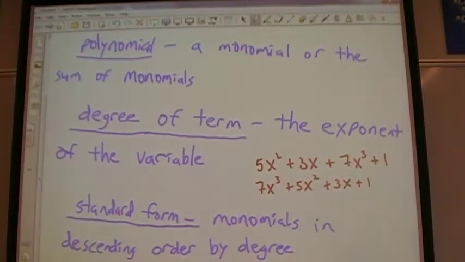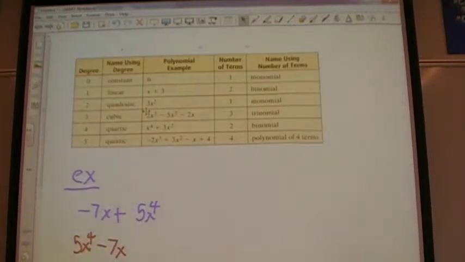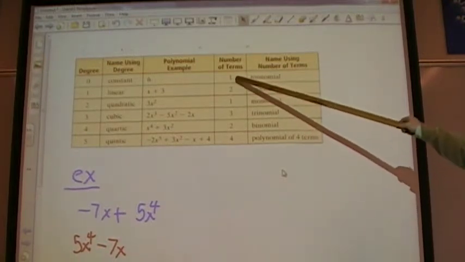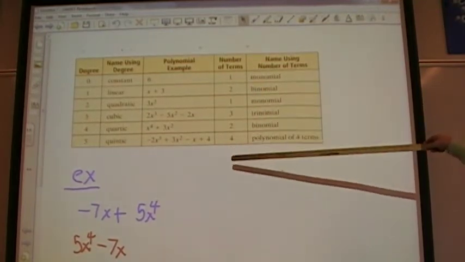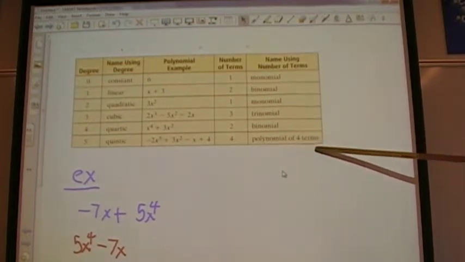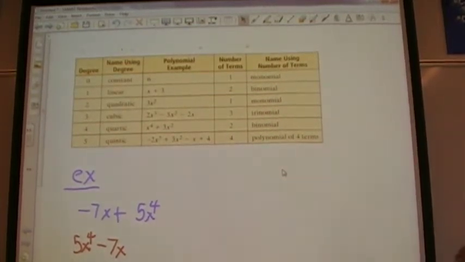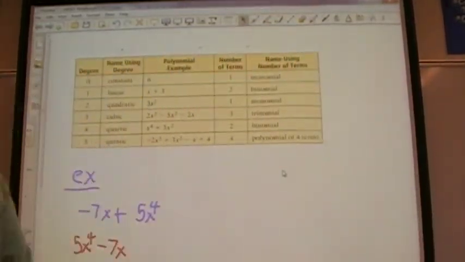If it was like 3x plus 2x, would you have to simplify that? Yes. You have to simplify it and write it in standard form. Alright, so we need to know this table right here. If you want to write it down, you can. This is in the book. But basically, we just talked about terms 1, 2, and 3: monomial, binomial, trinomial. Anything over 3 would be a polynomial of that many terms. Okay, we need to know the first 5 for degree.